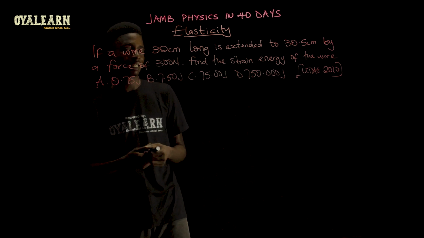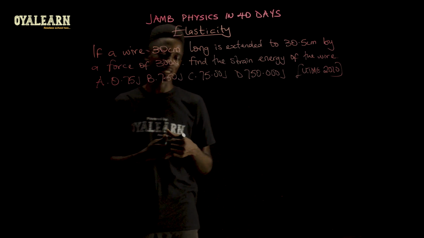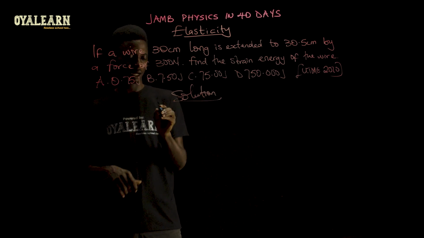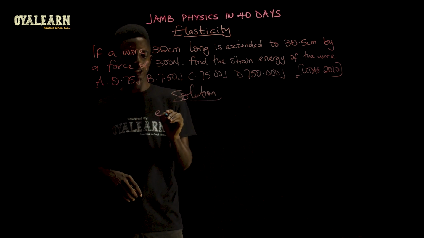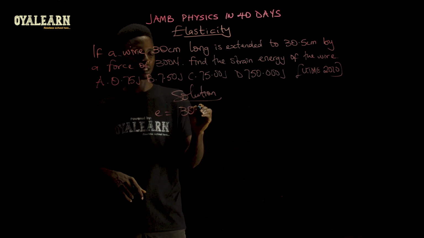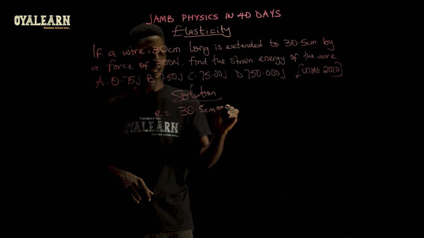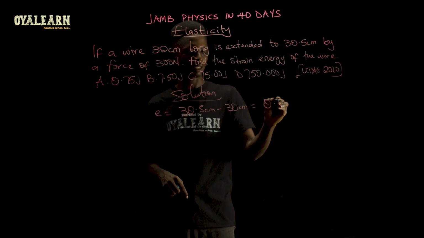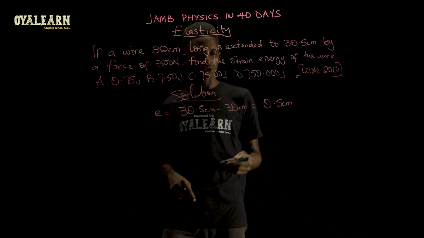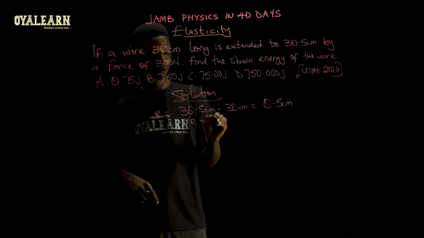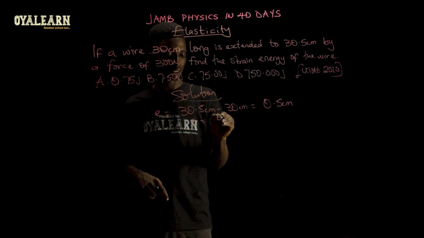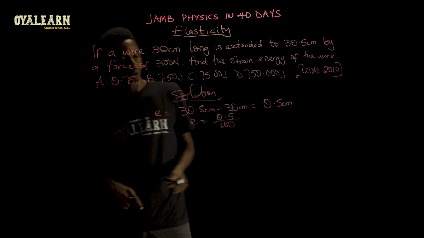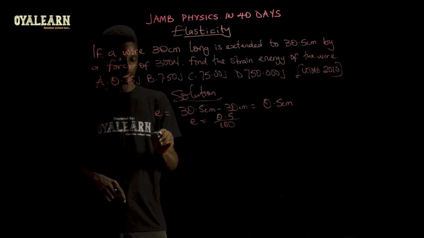So, let's go on to apply the same equation, force times extension. In this case, we see that the extension is going to be 30.5 centimeters minus 30 centimeters, which would give us 0.5 centimeters. Now, as always, we have to convert this to meters, so we say e equals 0.5 over 100.